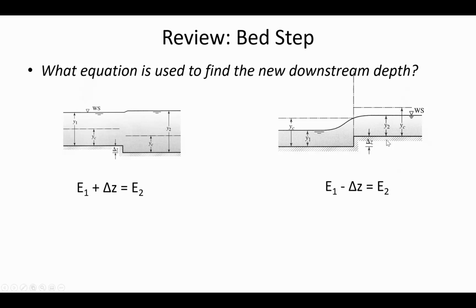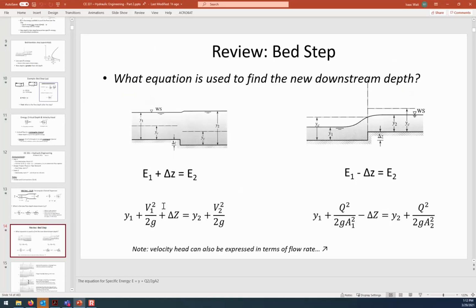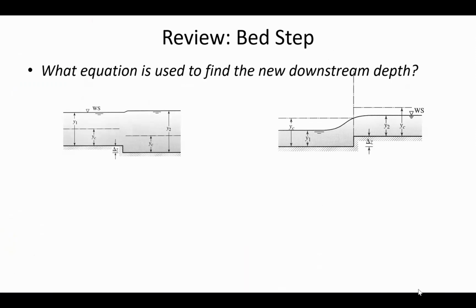So this is what we've seen in previous classes, is that E2 is E1 plus the delta Z if it's a step down, or if it's a step up, it's E1 minus the delta Z. And E has two components. It's the depth of the water, Y, and then it's also the velocity head. And we can write the velocity head a lot of different ways.